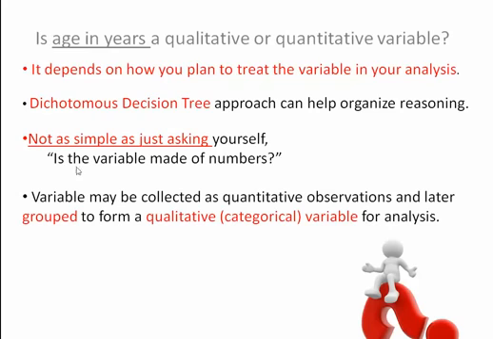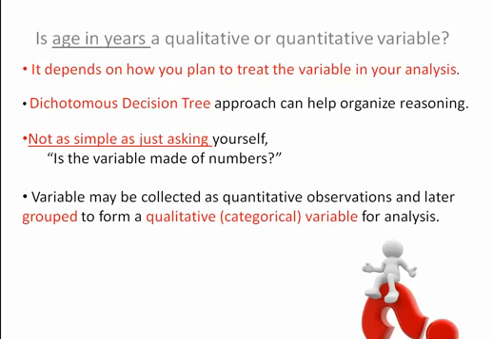The process is not as simple as just asking yourself, is the variable made of numbers? That can be a really slippery slope. I think when you're given this language and when you're asked to make these decisions between qualitative and quantitative variables, a decision tree is a very useful tool. And then the last point that I made earlier is that variables might be collected as a quantitative observation, but then later you might actually decide to group them into a qualitative variable for analysis. So just keep that in mind as you're moving along.